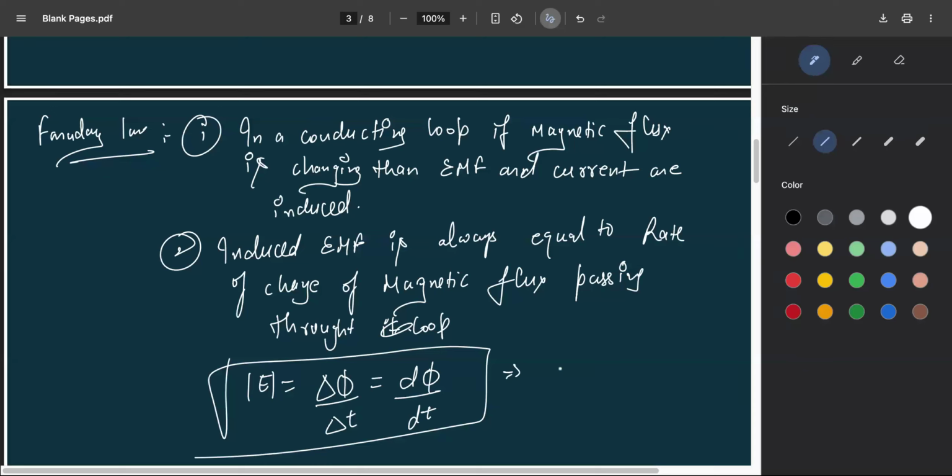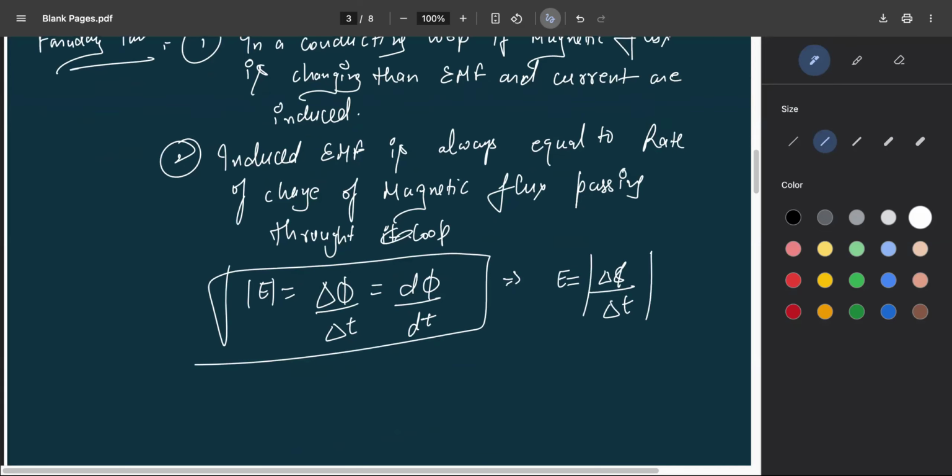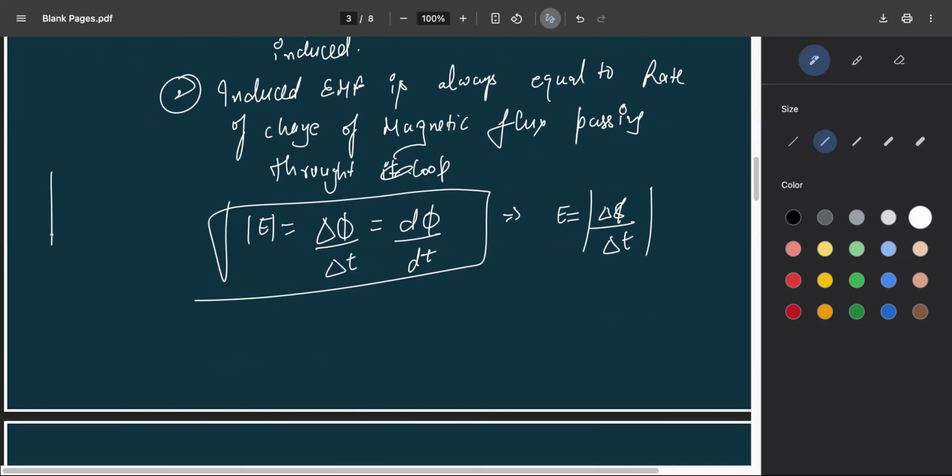Further, you can rewrite this as E is equal to change in flux divided by time. Clear? That's how you need to remember it. If you see, this is just the change. Say this is your flux graph and this is your time graph. Assume your flux graph goes like this. It means your flux changes from here to here, from time t1 to time t2.